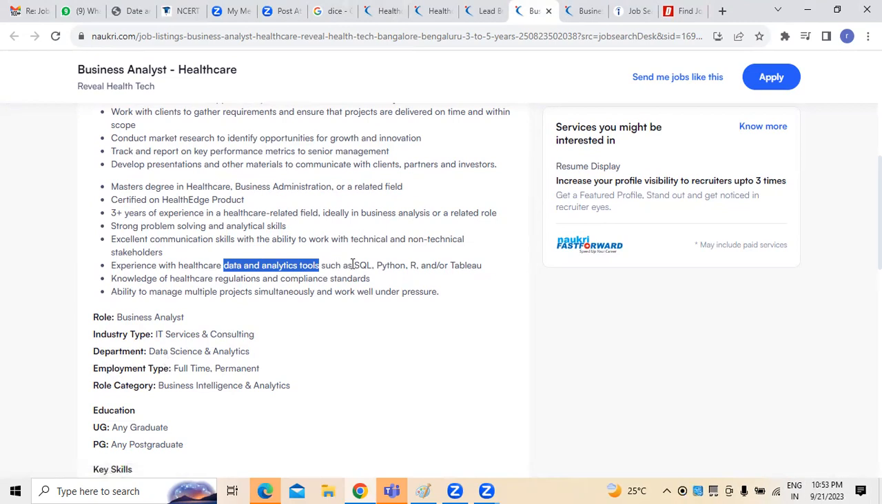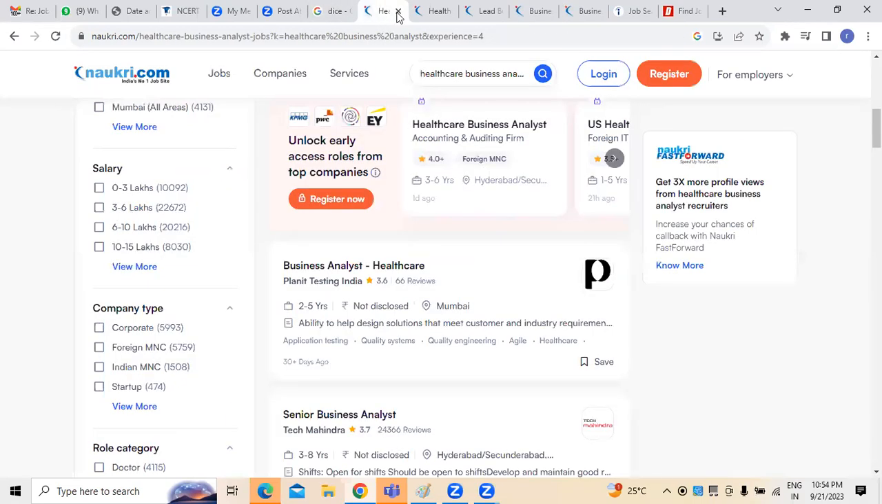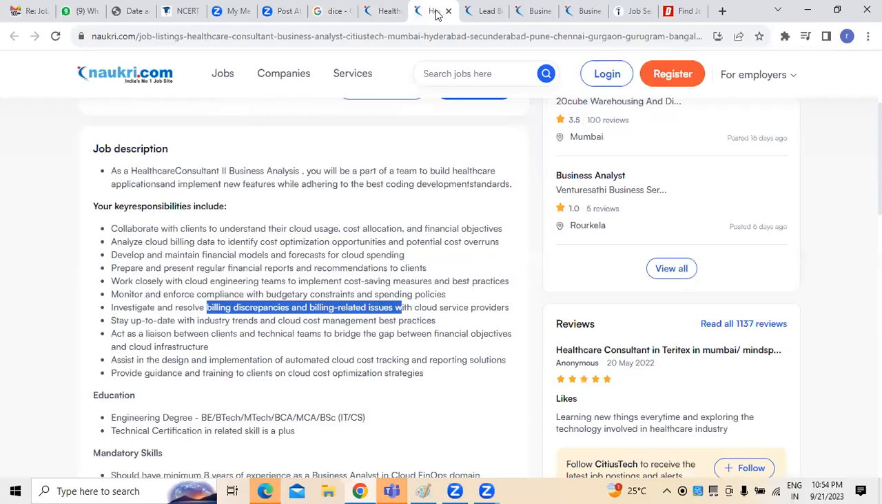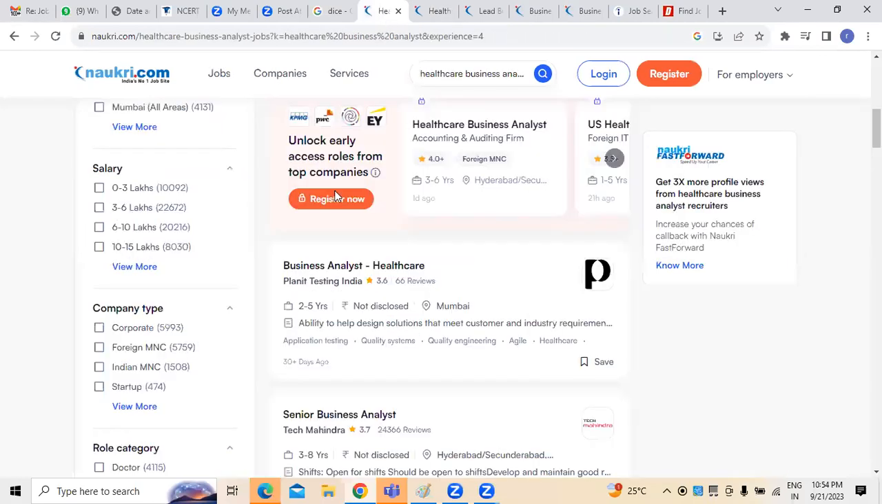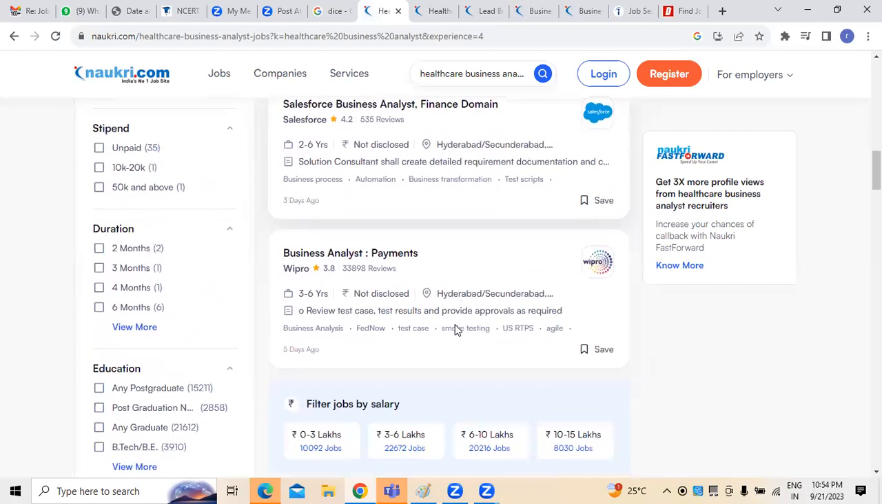So what kind of people do they want? They want people who work on data. When it comes to data, database, for that they use SQL. Python, R programming. R programming and all will be used for statistical programming. Tableau for data visualization purposes. So these are the different tools which they want you to work on. Got my point or not? Now, I'll be showing you some other profiles so that you get an idea.